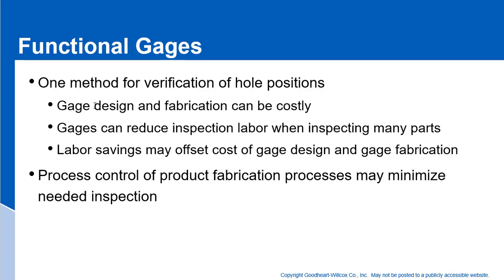You would suffer the costs of designing and building a functional gauge if you had a lot of parts to inspect, because you could save time inspecting those parts. So if you put the part on a functional gauge and it determines that everything's good, it's going to save you some time over putting the part on a coordinate measuring machine, taking all of these measurements, and then making a bunch of calculations. And then process control of fabricating processes may minimize needed inspection.